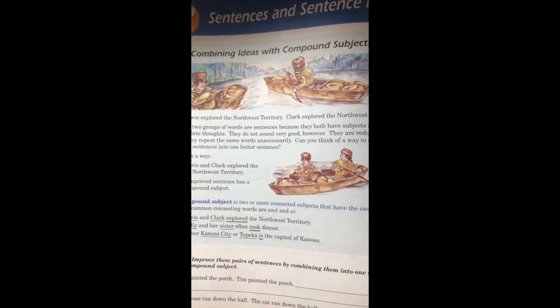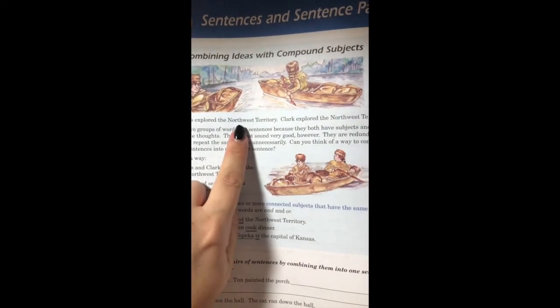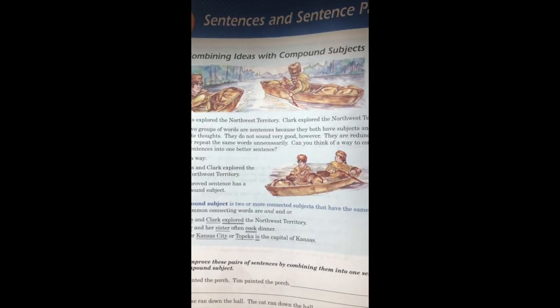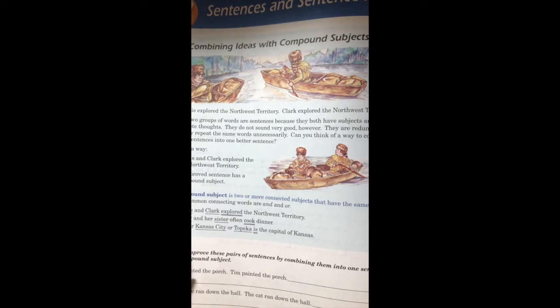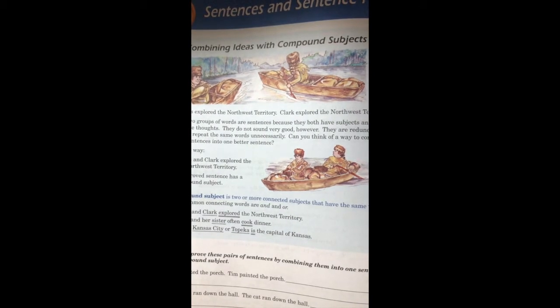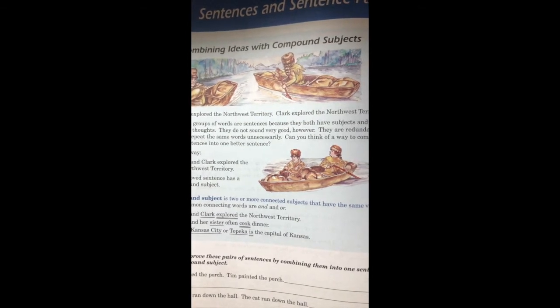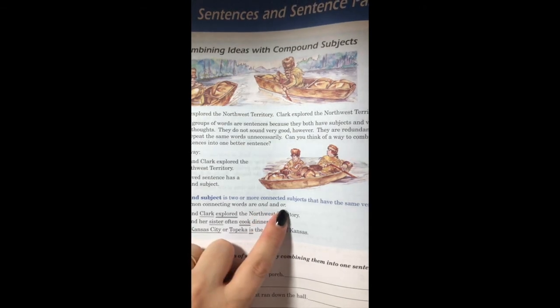Lewis and Clark explored the Northwest Territory. So because they both explored the Northwest Territory, we don't need to say both of them in two separate sentences. So for an official definition, it says a compound subject is two or more connected subjects that have the same verb. The most common connecting words are and or.